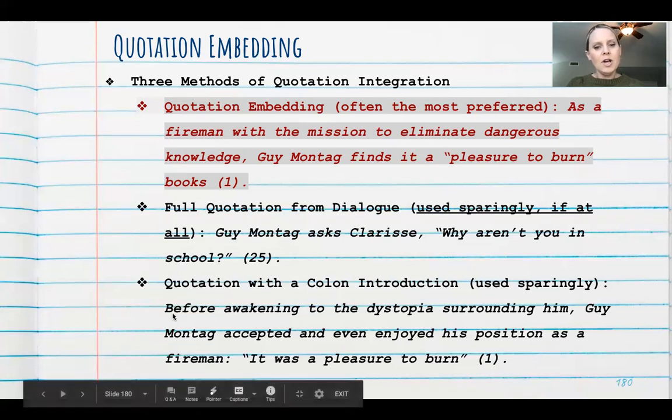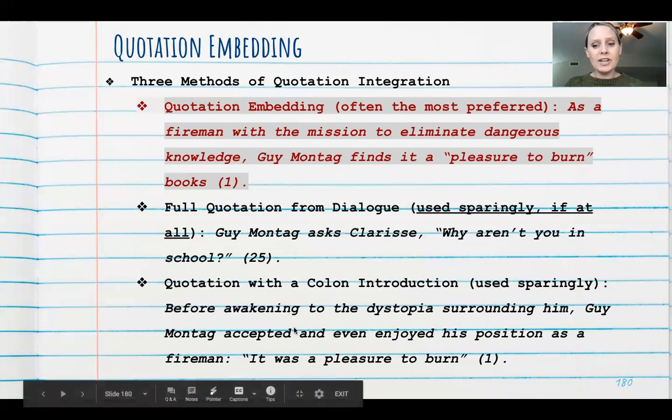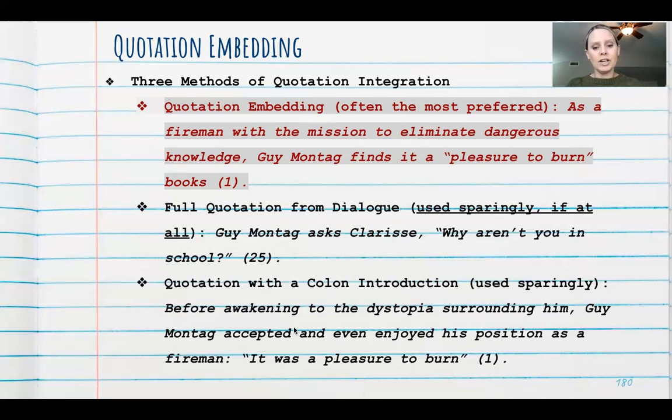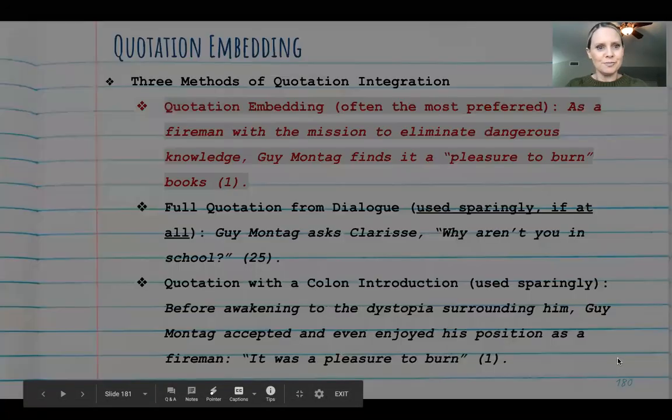Look at the example. "Before awakening to the dystopia surrounding him, Guy Montag accepted and even enjoyed his position as a fireman: 'it was a pleasure to burn.'" And there's a whole sentence, right? So you can see that I'm stating the situation in the text, and then I'm providing the evidence with the quote after. You've got to be a little more adept and sophisticated as a writer, and at the same time, if you're ready and willing, go ahead and go for it. Keep in mind, quotation embedding is our best option.